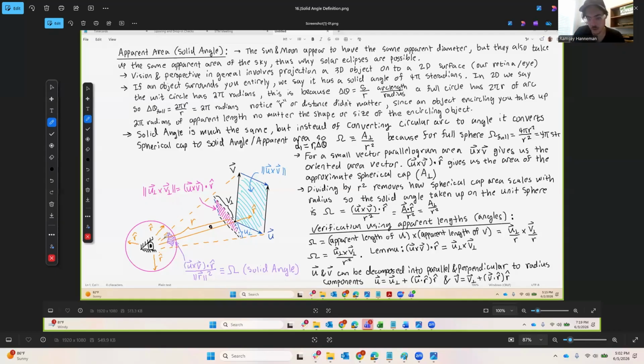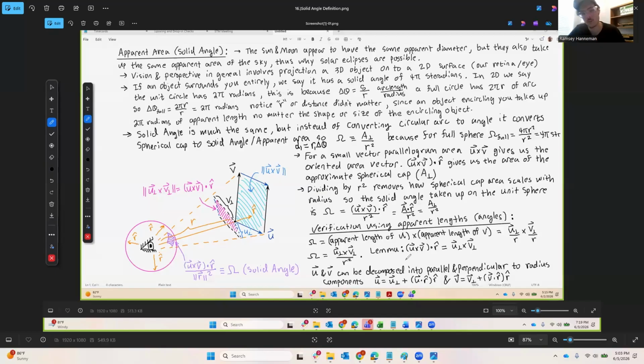And so what that does, like I mentioned before, is it basically takes the object you're looking at, the plane you're looking at, and projects it onto the unit sphere, the sphere of radius 1. And then using apparent length, we can verify this.